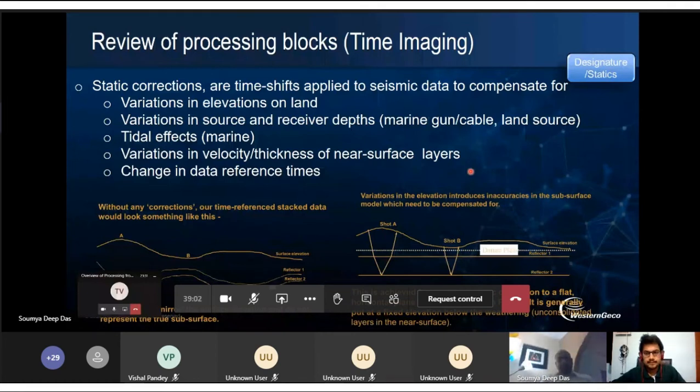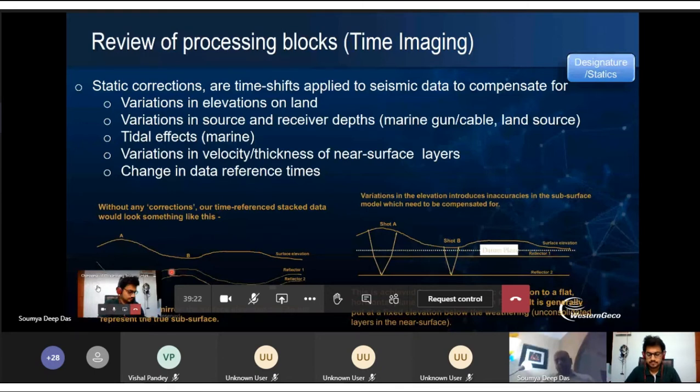Can you see on the left-hand side? This is the acquisition surface, A and B. A is the source point and B is the receiver point, let's say for example. And you see the reflectors are mirroring the surface, right? We try to do exploration on this data set. So we have to correct that variation.